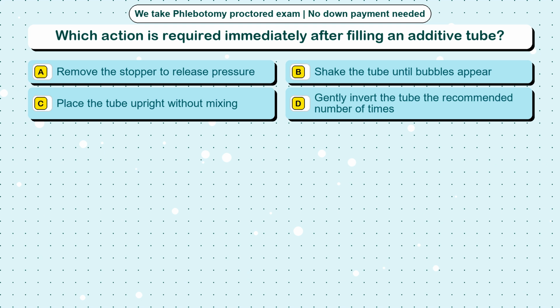Question 16. Which action is required immediately after filling an additive tube? Option A. Remove the stopper to release pressure. Option B. Shake the tube until bubbles appear. Option C. Place the tube upright without mixing. Option D. Gently invert the tube the recommended number of times.